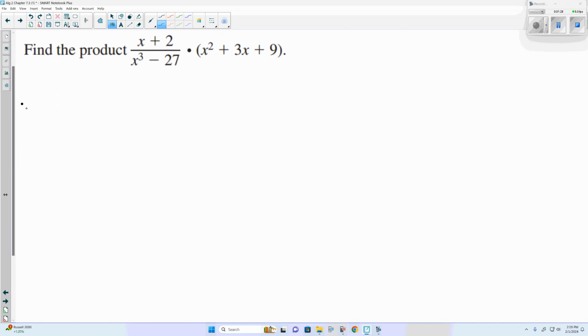So the first one we're actually going to look at today is this one here. We want to find the product of x plus 2 over x cubed minus 27 and x squared plus 3x plus 9. Now we do have two rational expressions here. It's just that the x squared plus 3x plus 9's denominator is not written in, but it is understood to be 1.